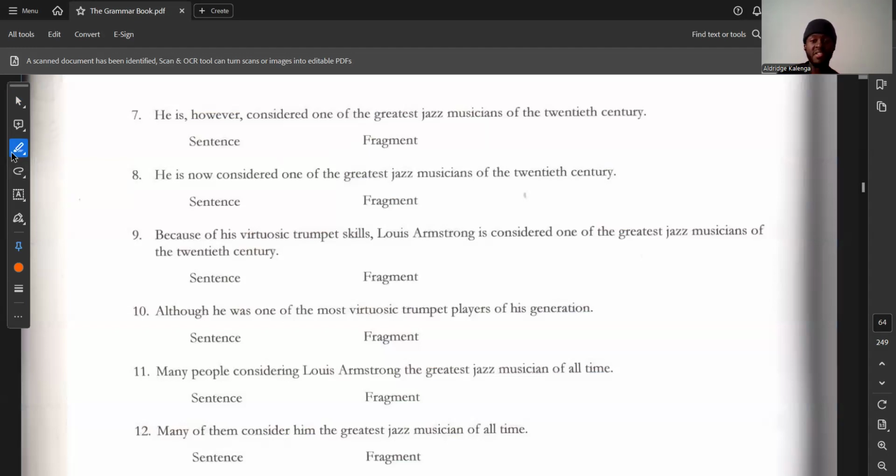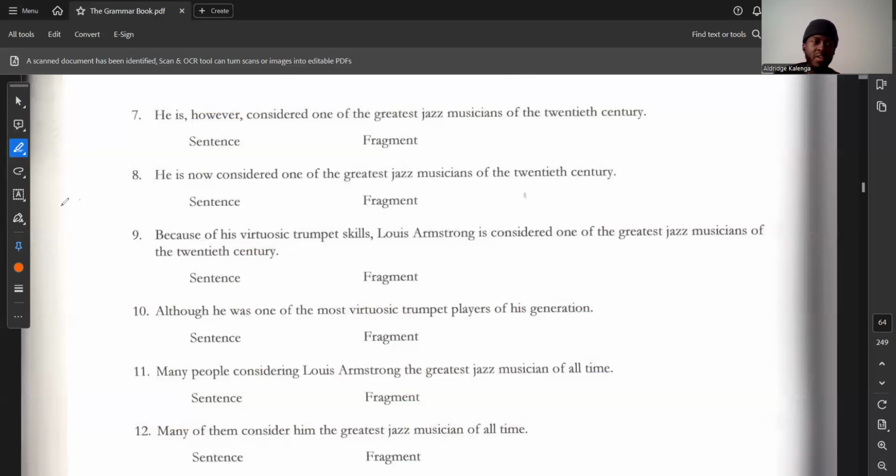It's not really important because he is just a pronoun. So he can be substituted for Winter or Joel, and it'll still make sense, right? If I said, Joel is considered one of the greatest jazz musicians of the 20th century, that makes complete sense. So it's a sentence, because it doesn't really matter who the subject is. It's some subject referring to some guy. Whether it's Louis Armstrong or whatever, we don't really care.